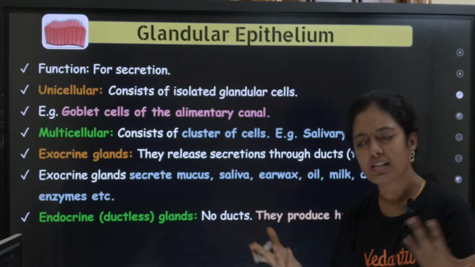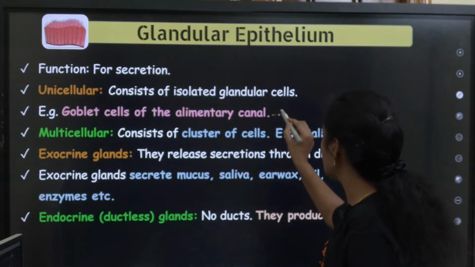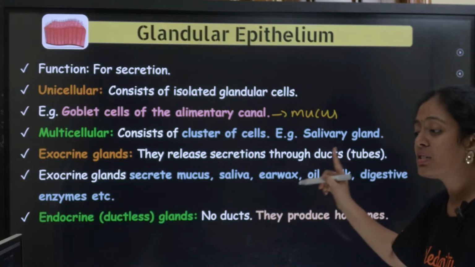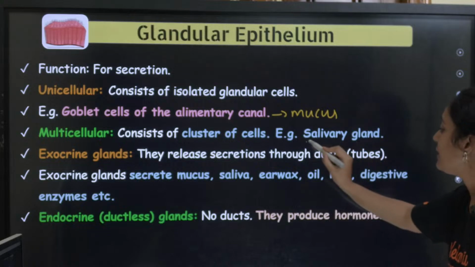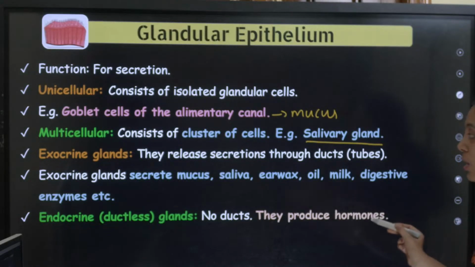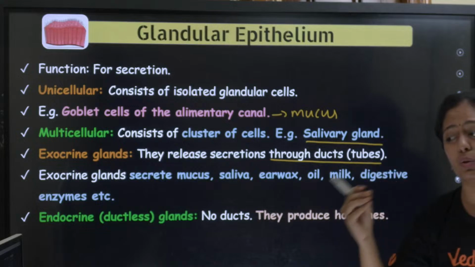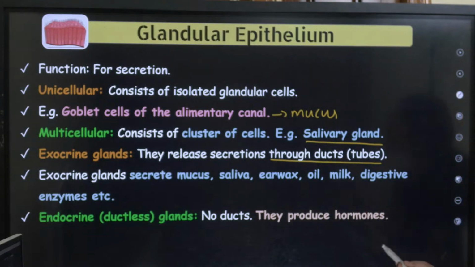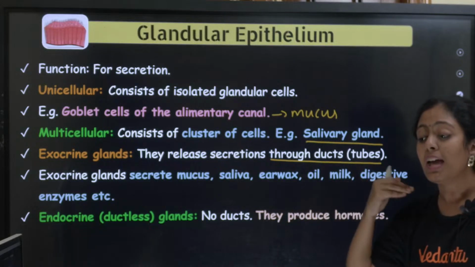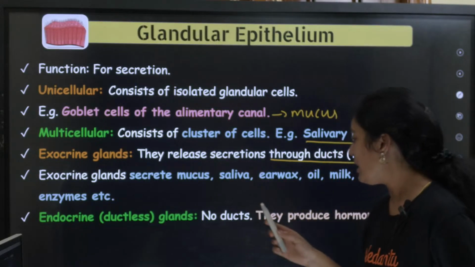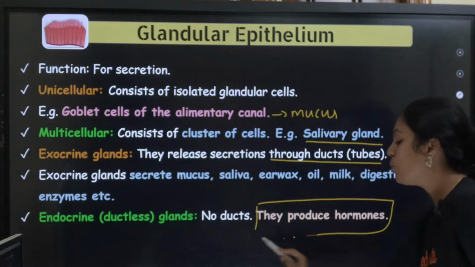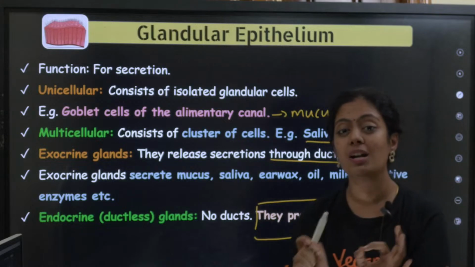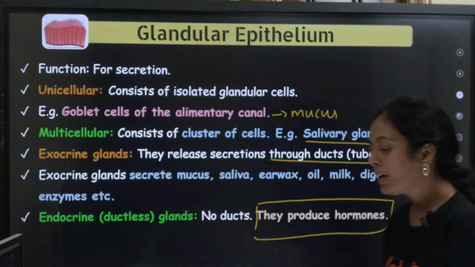Function, very easy. Secretion. Okay, goblet cell of your alimentary canal secretes mucus. A very important question: multicellular glands consist of a cluster of cells. Where are they present? They are present in your salivary gland. Okay, what is exocrine? They release their secretion through ducts. You have your saliva, earwax, sebum, oil, milk, digestive enzymes. They are all examples of exocrine secretion. Then you have endocrine glands, which do not have ducts. They produce hormones. Okay, glandular epithelium is a very simple topic, remember that. They are involved in secretion of substances. Okay, now we shall continue.